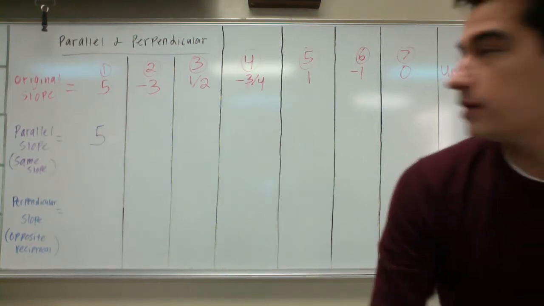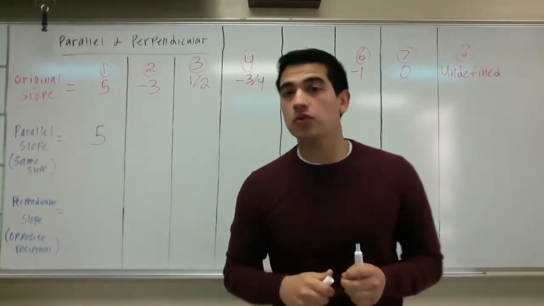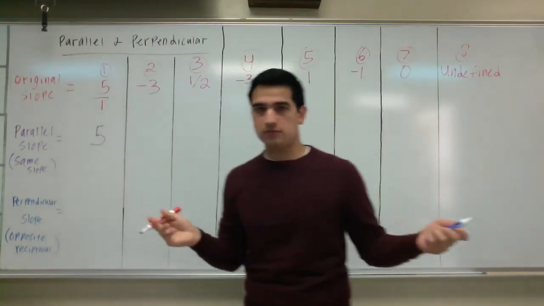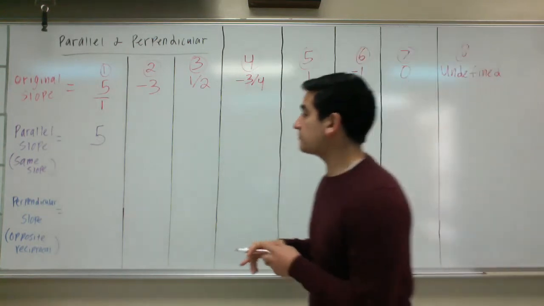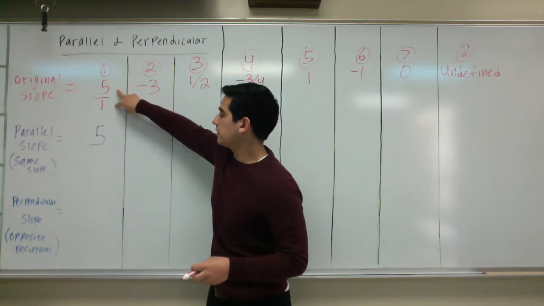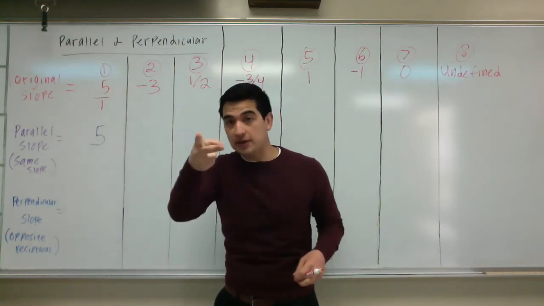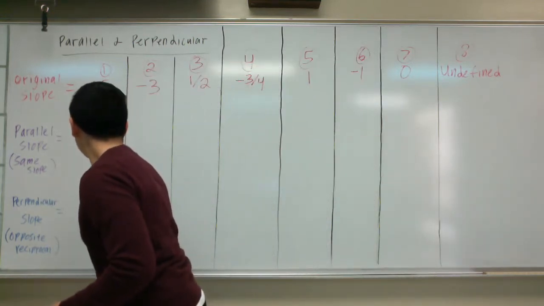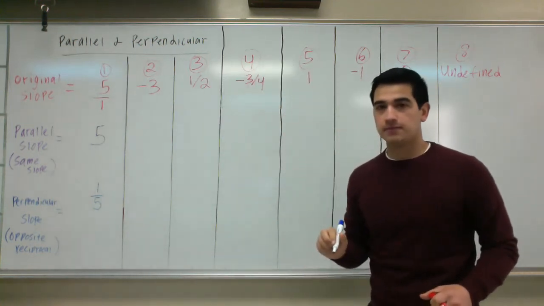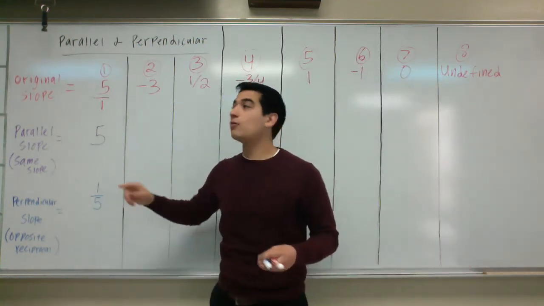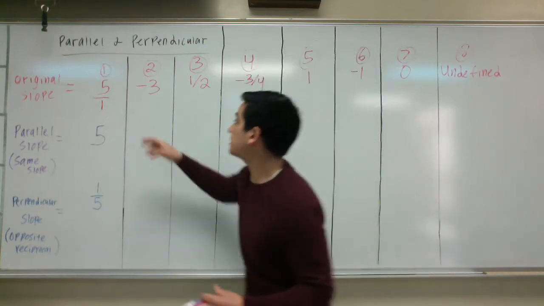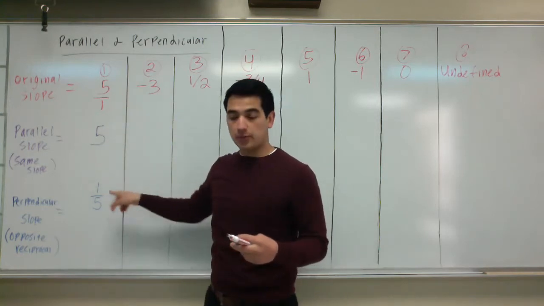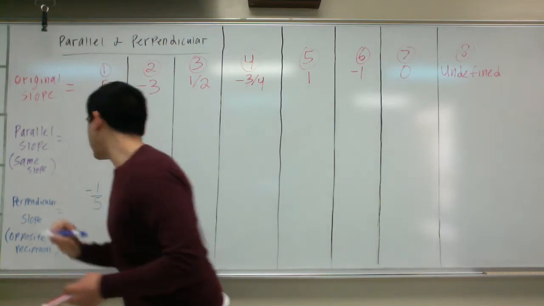But now if y'all are looking at this, I have 5. If y'all remember, we can write 5 as 5 over 1. If I write it as 5 over 1 and find the reciprocal, I flip it, it turns into 1 over 5. Now, this is the reciprocal. I want the opposite reciprocal. So what that means is I need to flip it and change the sign. So if this is positive, the perpendicular slope is going to be negative.